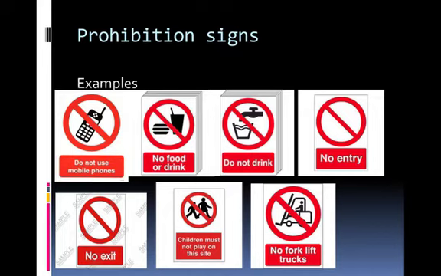And no entry sign, meaning do not enter. No exit sign, do not exit here. Children must not play on this site, which we mentioned in class is one sign that should be here on site while the construction is going on. Probably after the construction, they might put up the sign that says children at play or children on campus, so that persons driving vehicles can drive cautiously. But right now, while on the construction site, you should be saying children must not play on this site. And no forklift trucks, which means that no forklift trucks should be in this area.